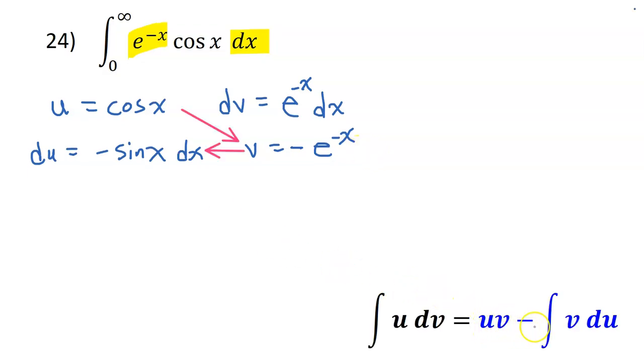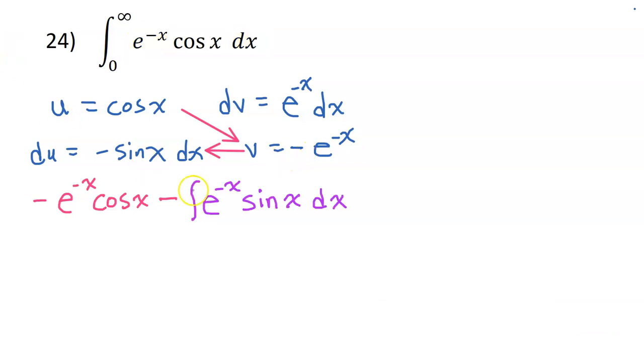Next, we set up the integration by parts formula, starting with u times v, which is this times this. Then we have minus the integral of v du, which is this times this. Notice we have a negative times a negative, which is a positive. Now we are supposed to evaluate this integral. The problem is this integral is no easier to evaluate than the original integral was. So when we run into this, we have to use integration by parts again.